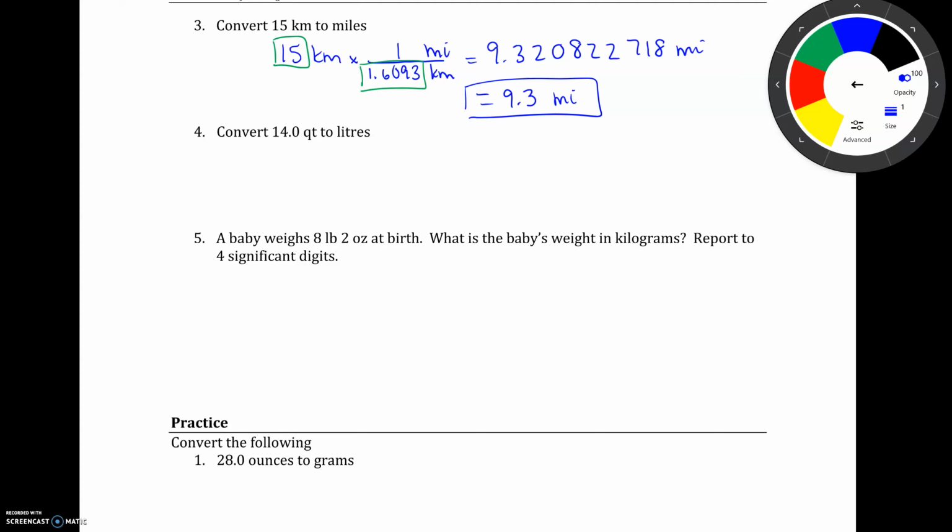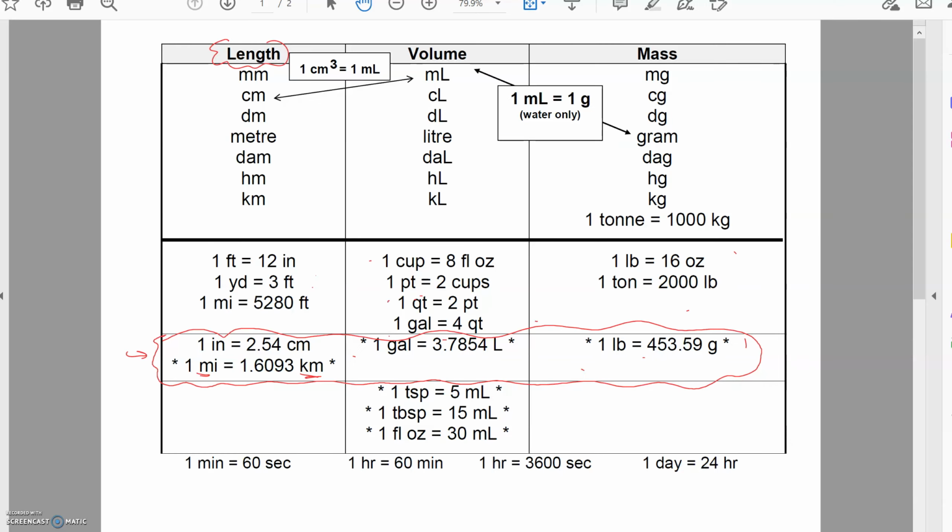Excellent. Let's look at the next one. I want to convert 14.0 quarts to liters. Quarts to liters. I'm going to go to my conversion sheet. Quarts to liters, what sort of units are those? Those are different volume units. Do I have a conversion factor that lets me go directly from quarts to liters?